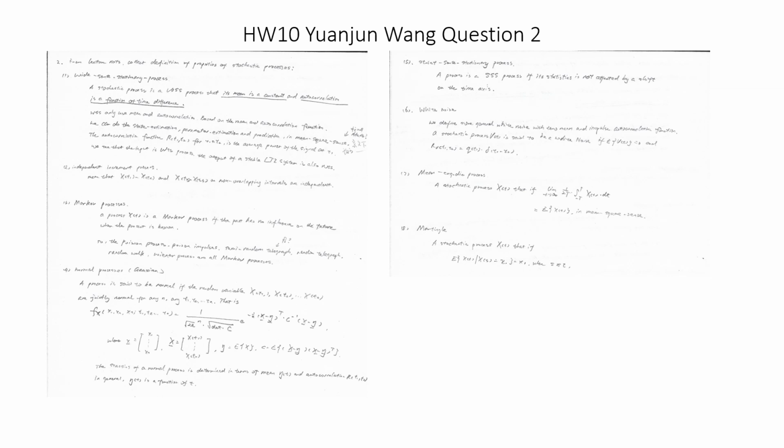Number 5, a process is said to be a strict-sense stationary process, SSS, if its statistics are not affected by a shift on the time axis. Number 6, the white noises. For the Wiener process W(t), we want to know the derivative V(t), which is the derivative of W(t).